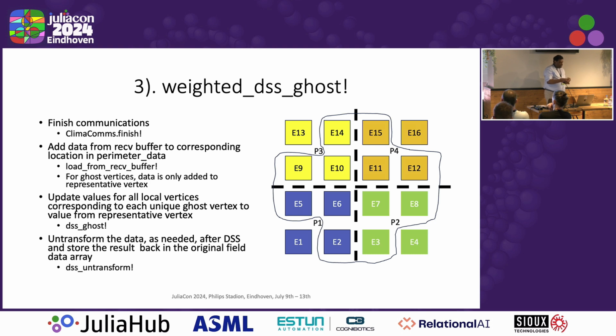We add data from the receive buffer to the corresponding location in the perimeter data. So for the ghost vertices, the data is only added to the representative vertex, and then the data is sent from the representative vertex to all the redundant vertices. And then we untransform the data as needed for the DSS and store the result back in the original field.